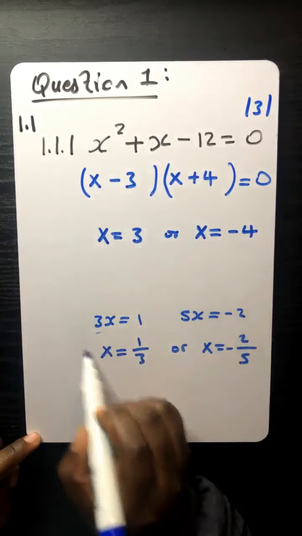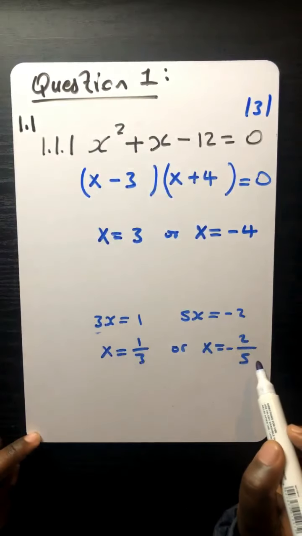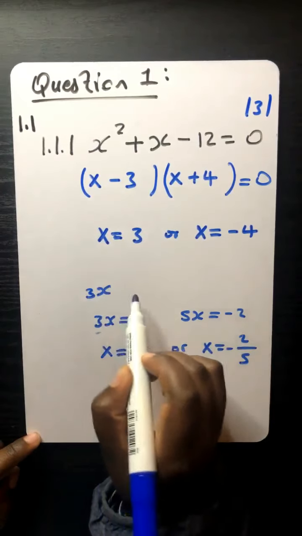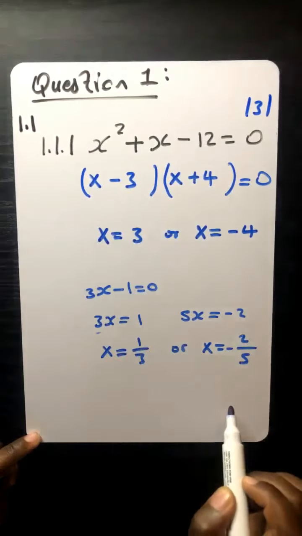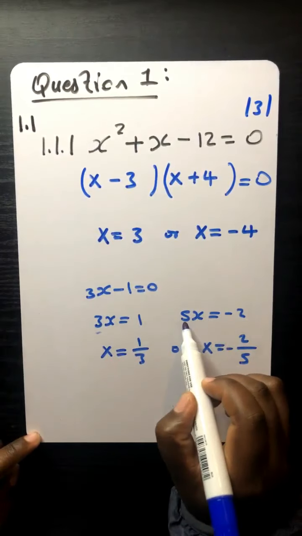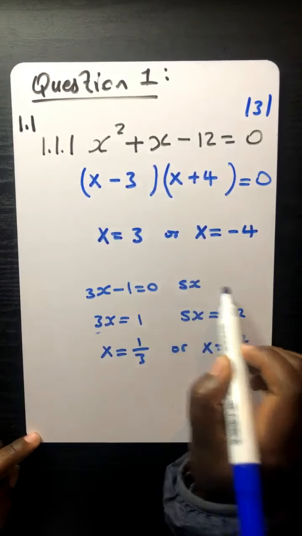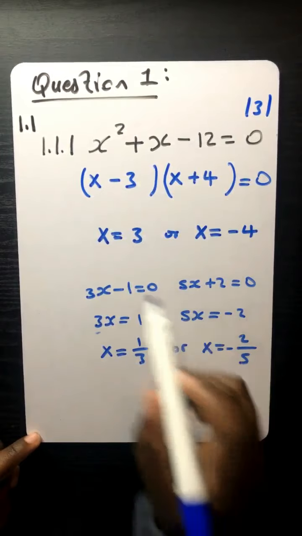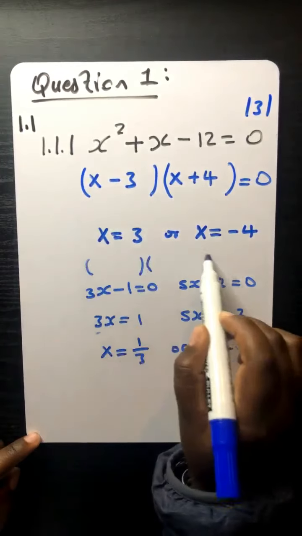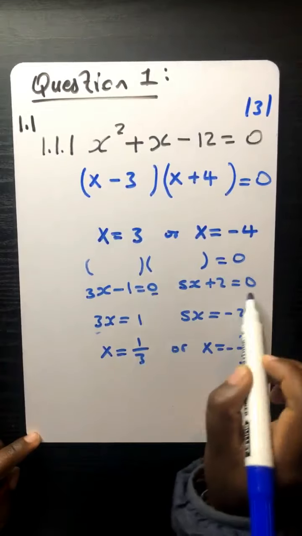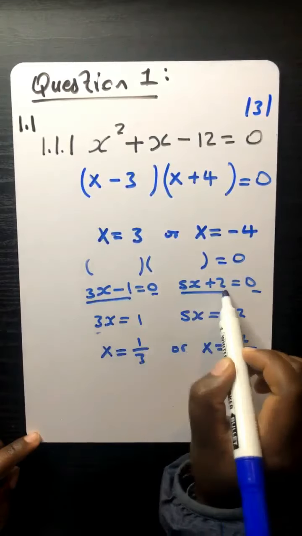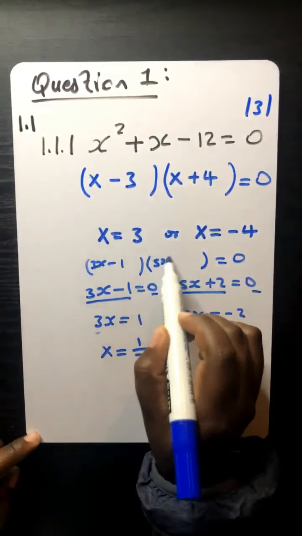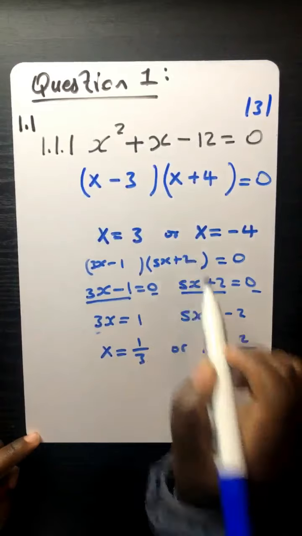So if you go back, it has to take you back to that. Before it can be this, guys, it was 3x minus 1 equals 0. And again, before it was this, it was actually 5x plus 2 equals 0. Very, very much important. So now you already have your factors which are equated to 0. So you just write this as it is inside the brackets, which is 3x minus 1 and 5x plus 2.